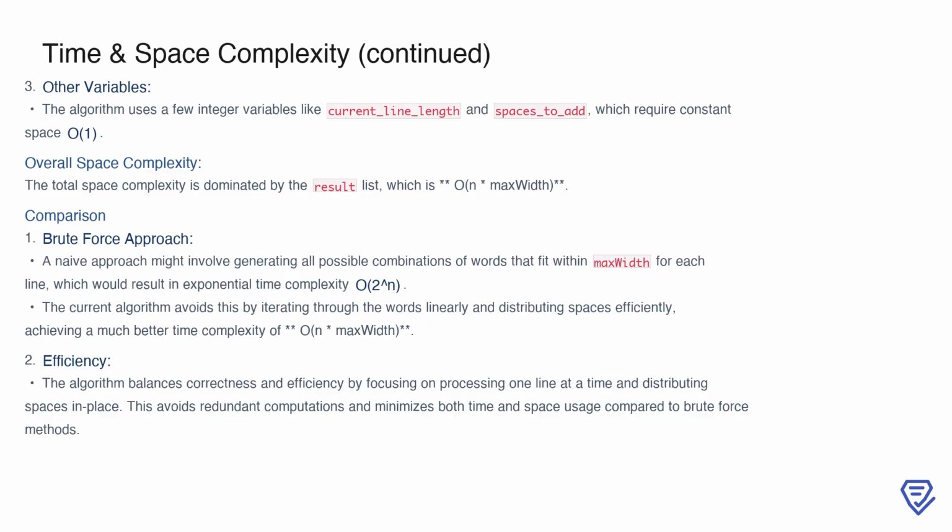Therefore, the overall space complexity is dominated by the storage required for the result list, which is n * max width. To put this into perspective, a brute force approach might try all possible combinations of words that fit within max width, resulting in an exponential time complexity of 2 to the power of n. The current algorithm avoids such inefficiencies by processing one line at a time and distributing spaces in place, achieving a much more efficient n * max width time complexity while keeping space usage minimal.